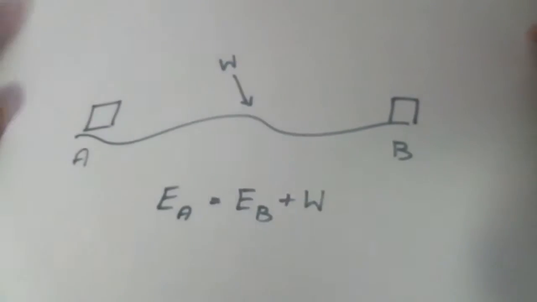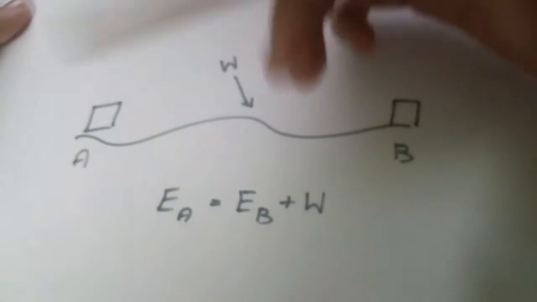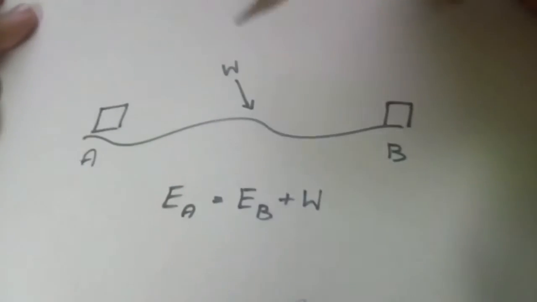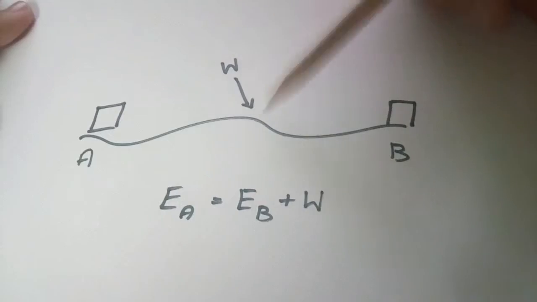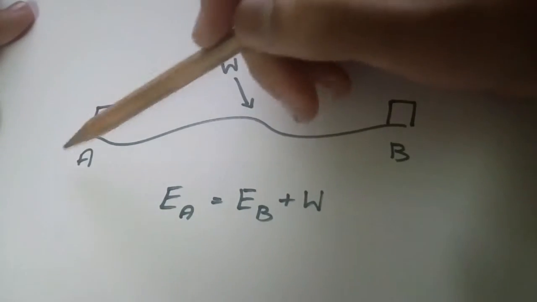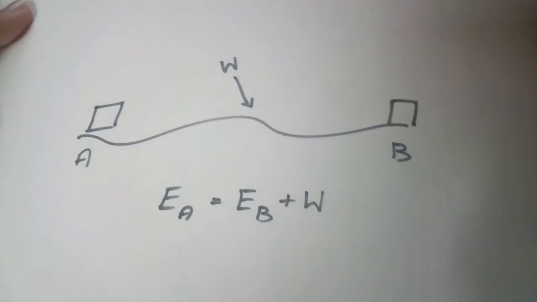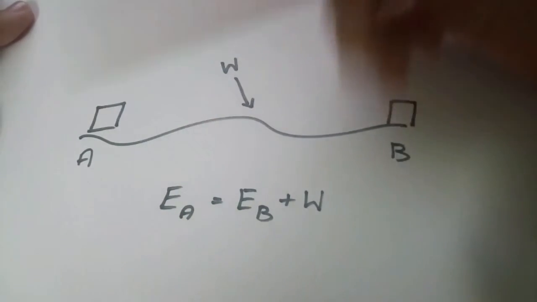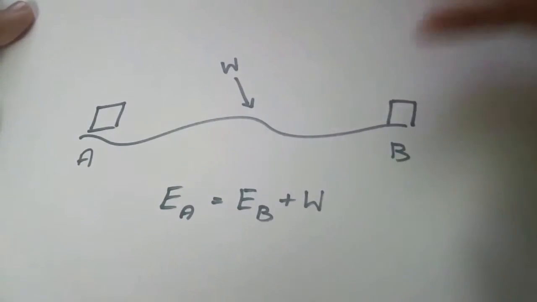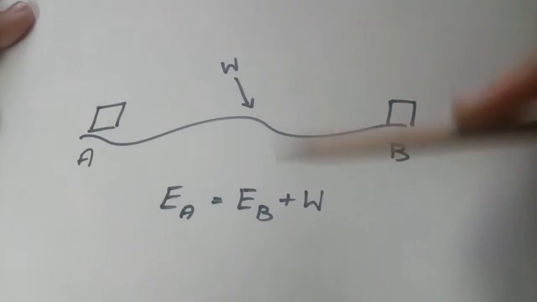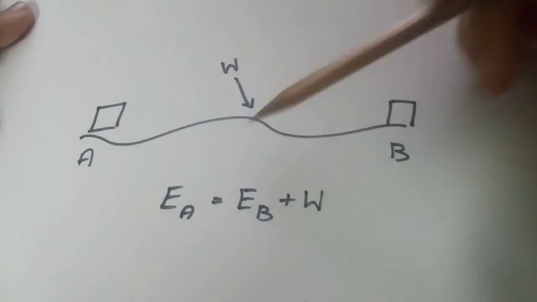Like this, if an object is traveling from A to B, there is some amount of work applied on it. It's not going to be equal. The total energy at A and B is not going to be equal because there's work applying on it. So total energy at point A is going to be equal to total energy at point B plus the work applying.